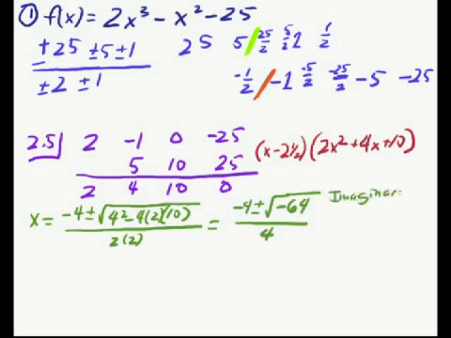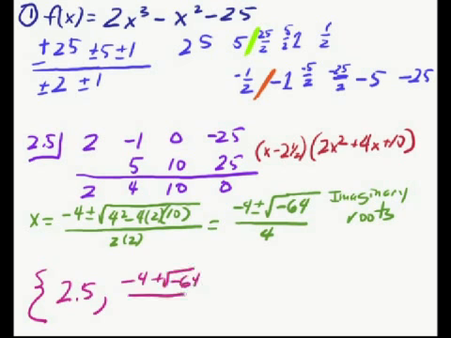And it turns out that I'm going to get a negative in the square root, which means this thing has imaginary roots. So if I were to list all the roots of this equation, f of x, I'm going to get positive 2.5, one imaginary root, and another imaginary root.